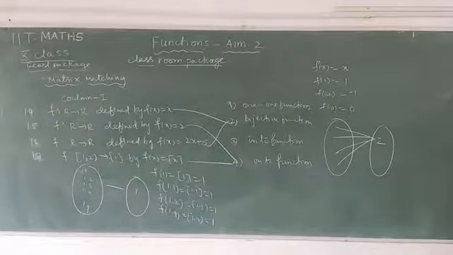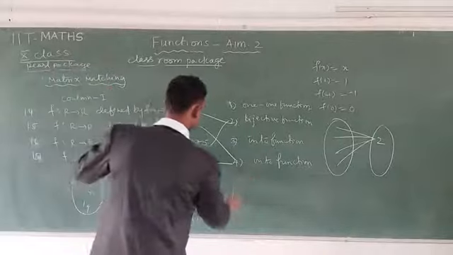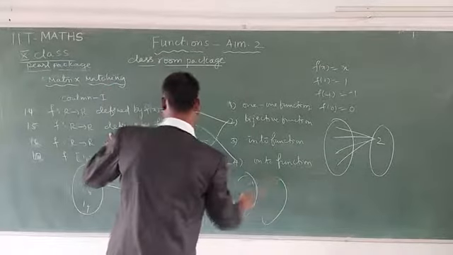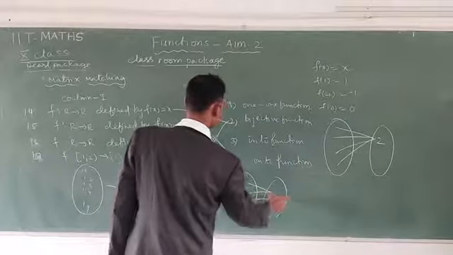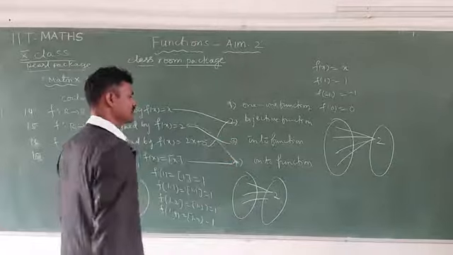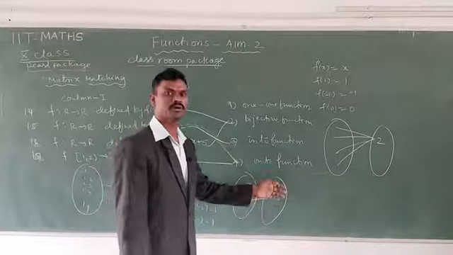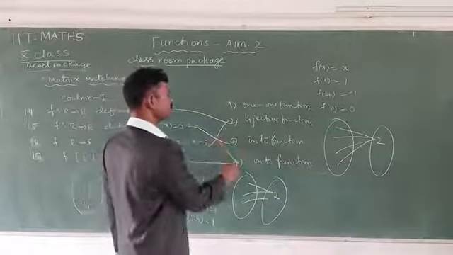Note. Okay, here a small change. The 15th one, R to R as given. In R to R there are many elements, and all elements are mapped to only one element. Then this is not an onto function, this is an into function. The remaining elements have no pre-image in the domain. That's why this is an into function.